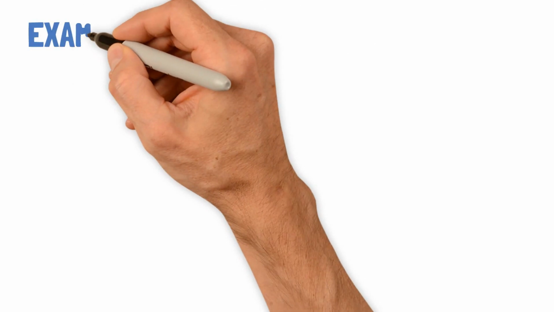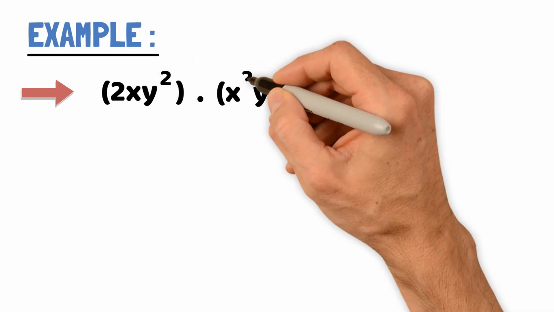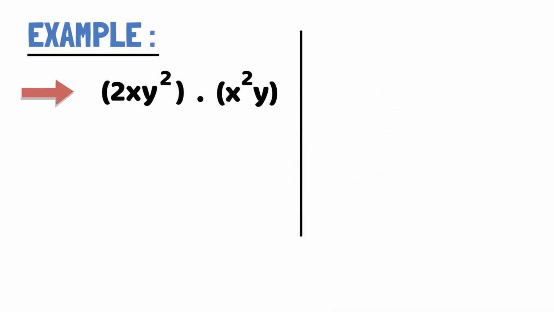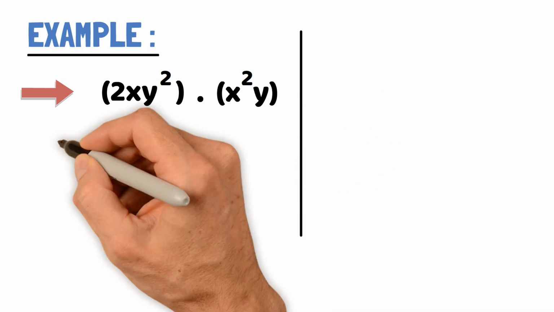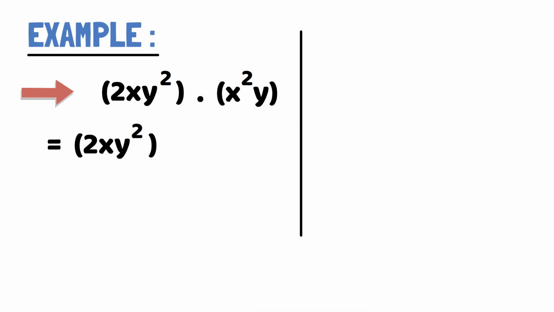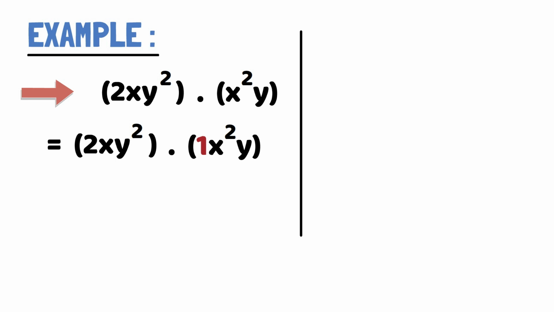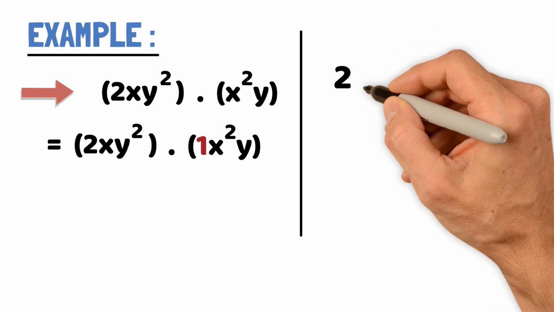Let's look at an example. Let's try to multiply 2xy squared times x squared y. First of all, we can put a 1 in front of the x squared y, so we write 2xy squared times 1x squared y. This step is not necessary, but we're doing it because we want to make it clearer to follow what we're about to do. As we did in the previous examples, we multiply like terms with like terms.